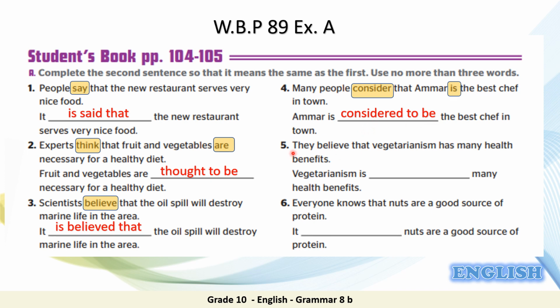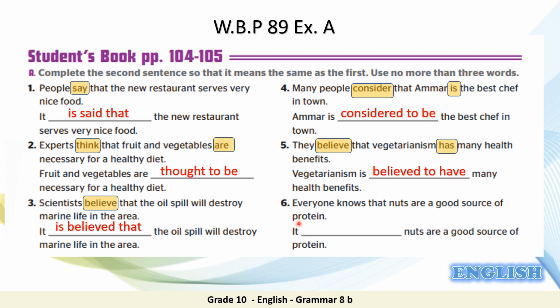Number 5, they believe that vegetarianism has many health benefits. We're going to start with vegetarianism. So, is it personal or impersonal? That's right, it's personal. Which verbs are we going to change here? That's correct, it's believe and has. So what's the correct answer? The correct answer is vegetarianism is believed to have.